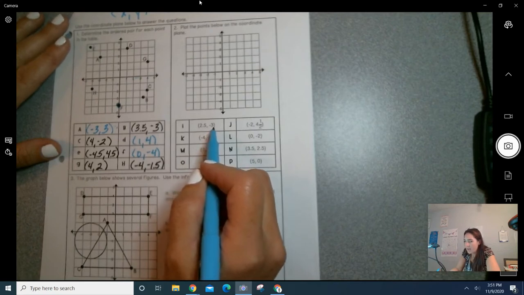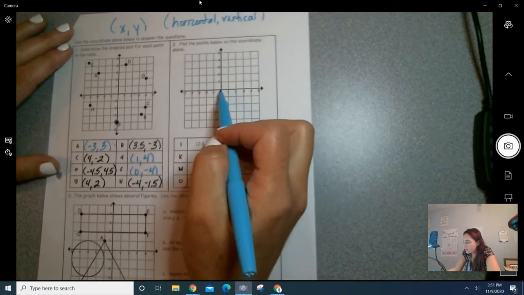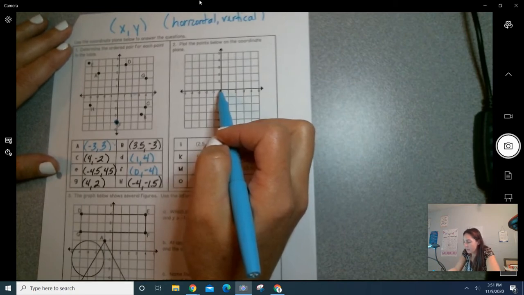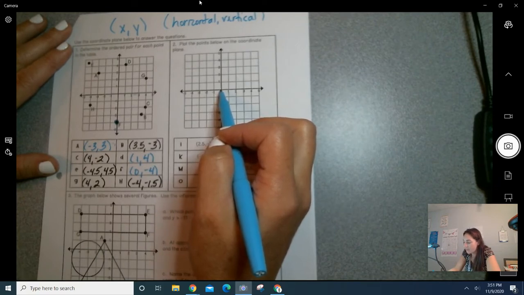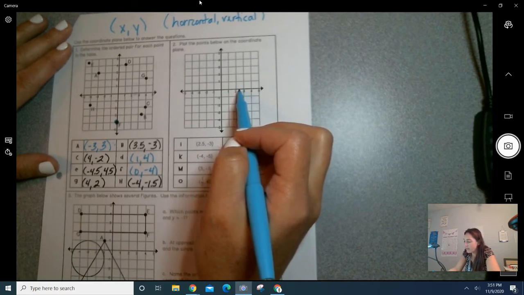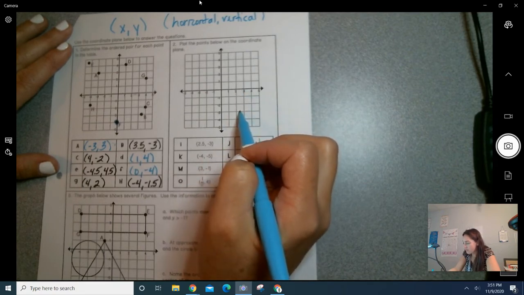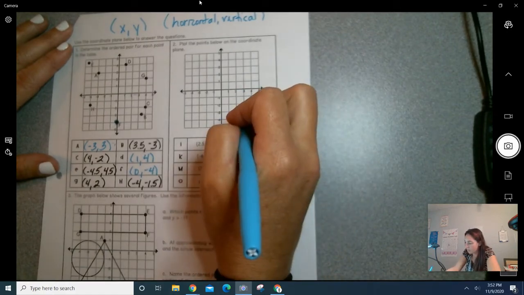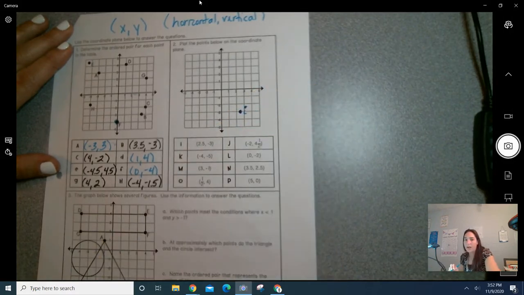Now, the easiest way that I do this is we always start at the origin, okay? And remember that first number is the horizontal number. It is positive, so we're going to move to the right. The number is 2.5, so we're going to move to the right 2.5. And then the vertical number is the next one, and that is -3. And the negative tells us to go down. So then we're going to go down 3. And that's our point. Remember, we need to do both movements before we put our point. It's the point I.